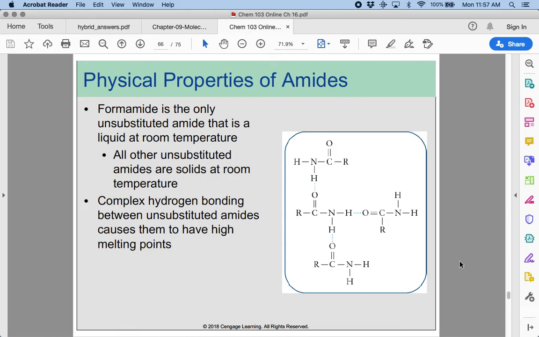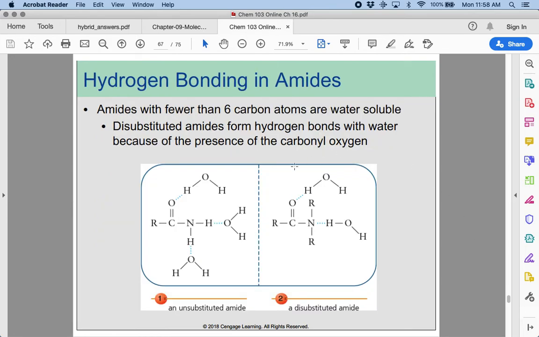So just like we've done with all our other functional groups, we can go through and discuss some of the physical properties of amides. So amides have the ability to hydrogen bond with themselves as well as with water. But we have to keep in mind whether it was a primary or secondary amide that we formed. Obviously, the more hydrogen we have, the more hydrogen bonding that can occur. Because of this complex hydrogen bonding, we have very high melting points for these.